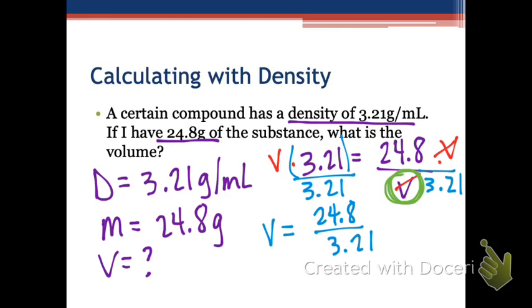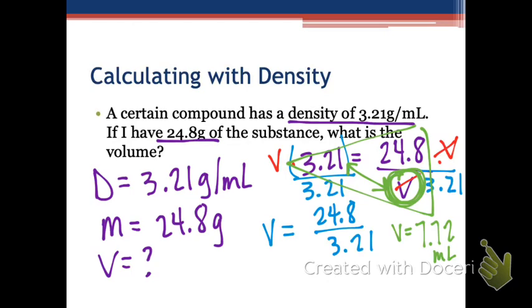Okay, let me show you that again. See this triangle type equation that I have? You're going to see a couple of these in chemistry. When my variable is on the bottom, I switch these two places. And I end up with V equals 24.8 divided by 3.21. Okay, solve that out and tell me what my volume should actually be. 7.726.